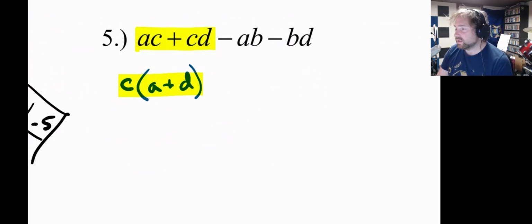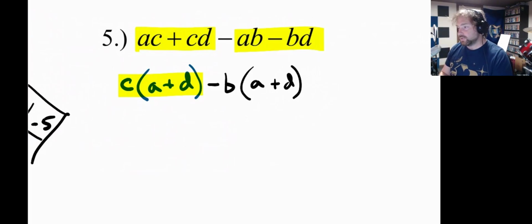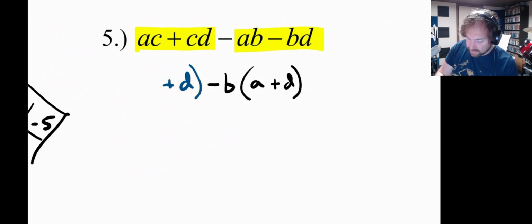So the next thing is we have this AB and this BD. Now first of all, they're both negative, and they both have a B in common. So let's factor out a negative B, and I think you'll see what happens right away is that you also have a plus D left over when you do that. And what's cool is that those are the same thing. So we can kind of do a second tier factoring.